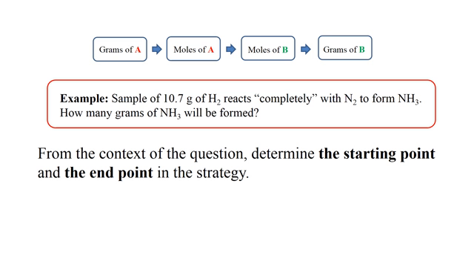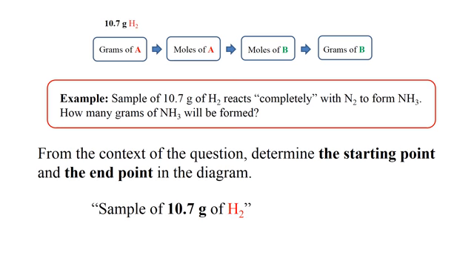The next step is to find out from the context of a problem the starting point and the end point in a strategy. The question says sample of 10.7 grams of hydrogen. So the grams of A is a starting point in a strategy. The question says how many grams of ammonia. So grams of B is an end point in a strategy.